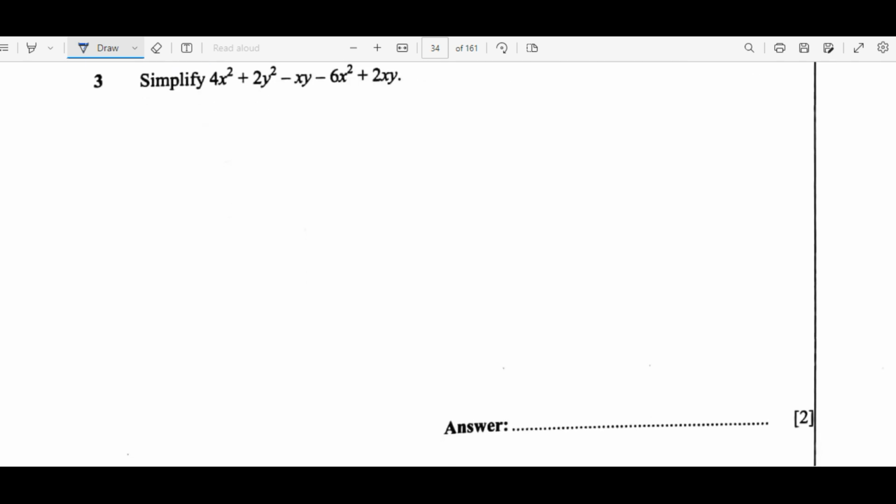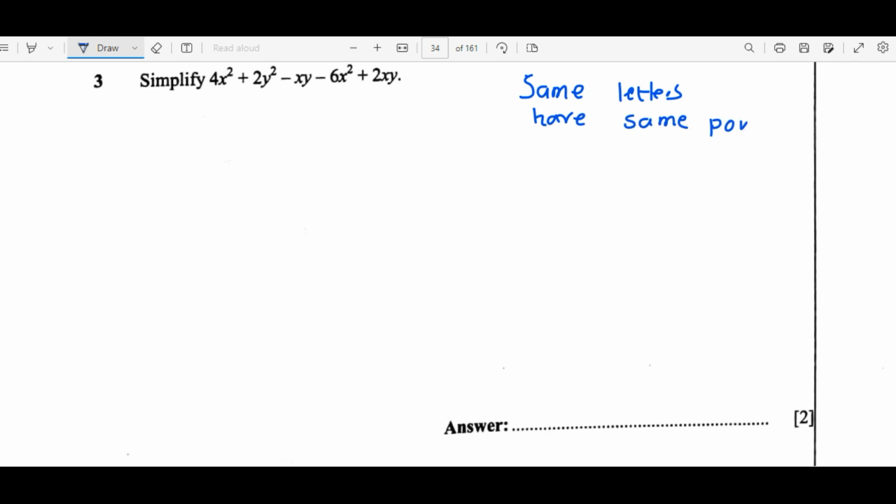Question 3, we are told to simplify 4x² + 2y² - xy - 6x² + 2xy. Here we first have to look at the like terms. The first thing that you need to look at whenever you are looking at like terms is that like terms must have the same letters. The second one is that they must have the same power.